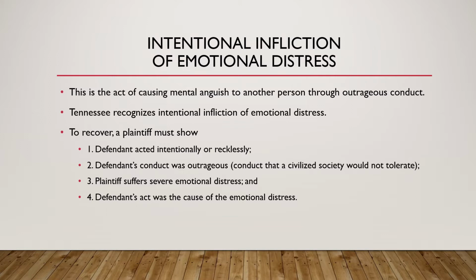So to recover based on intentional infliction of emotional distress, the plaintiff must show these four things. They must show that the defendant acted intentionally or recklessly. The defendant's conduct was outrageous. In Tennessee, outrageous is defined as conduct that a civilized society would not tolerate. Third, the plaintiff must suffer some severe emotional distress. And lastly, the defendant's acts must be the cause of that emotional distress. So you've got to have that causal connection there.